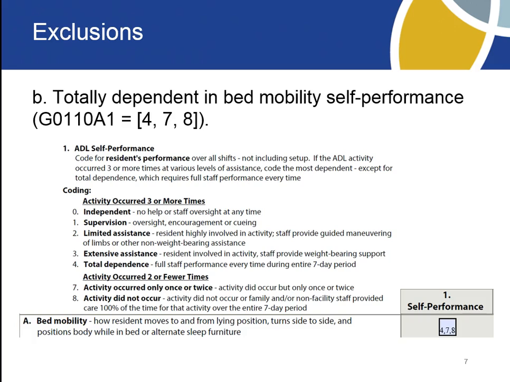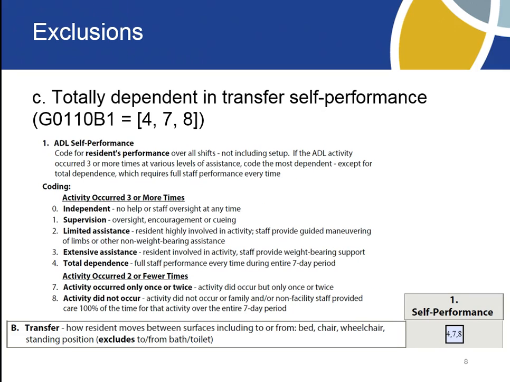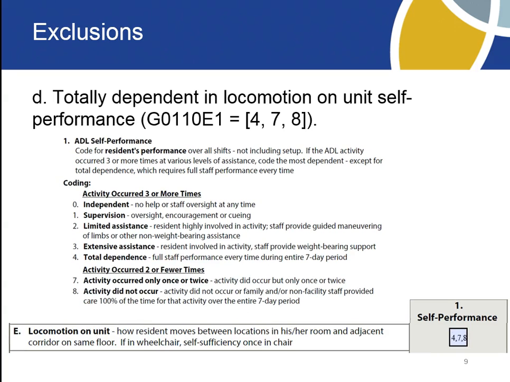The next high-risk condition that excludes a resident is total dependence in bed mobility self-performance. So G0110-0A1 would be coded as 4, 7, or 8. The next high-risk condition that excludes a resident is total dependence in transfer self-performance. G0110-B1 would be coded as 4, 7, or 8. The next high-risk condition that excludes a resident is total dependence in locomotion on unit self-performance. So G0110-E1 would be rated as 4, 7, or 8.